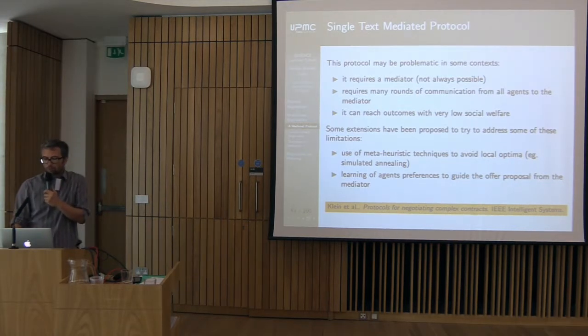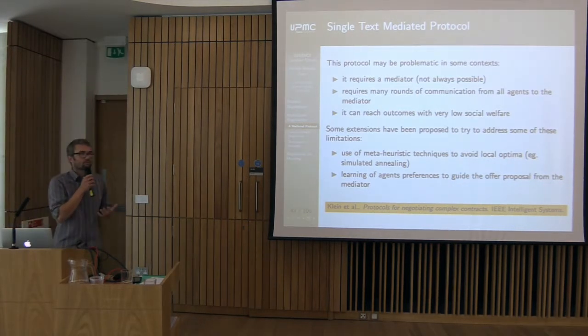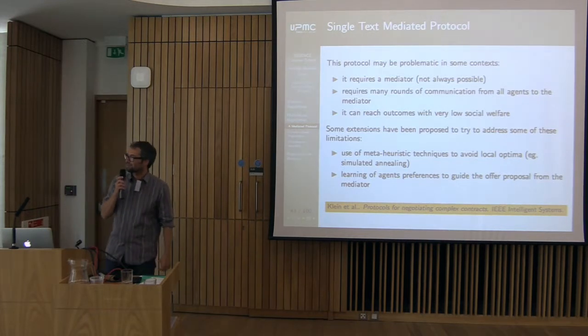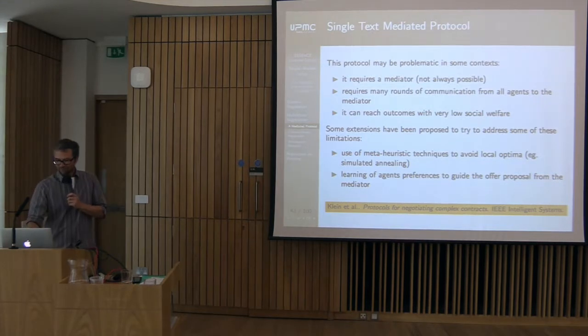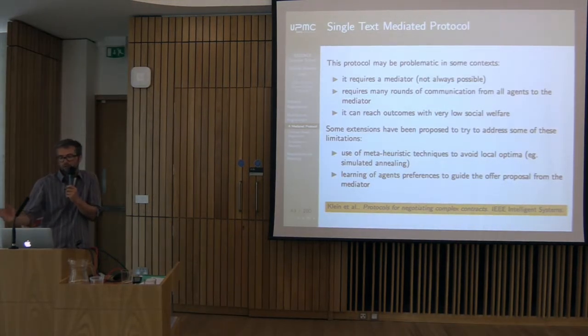First, it requires a mediator, and it's not always possible. It can require many rounds of communication from all the agents to the mediator, and it can reach an outcome, of course, with very low social welfare. You don't even know whether you get to Pareto optimality. If you allow enough steps, you will get to Pareto optimality, but maybe with very low social welfare.